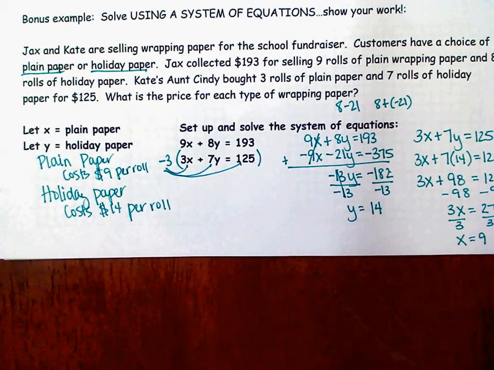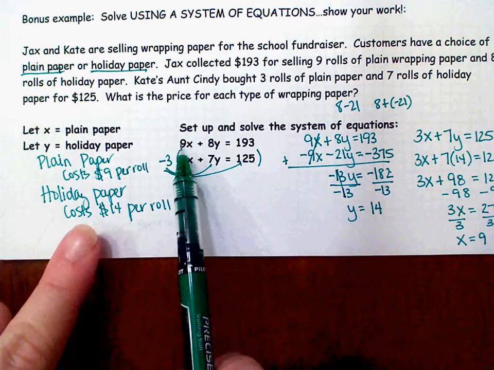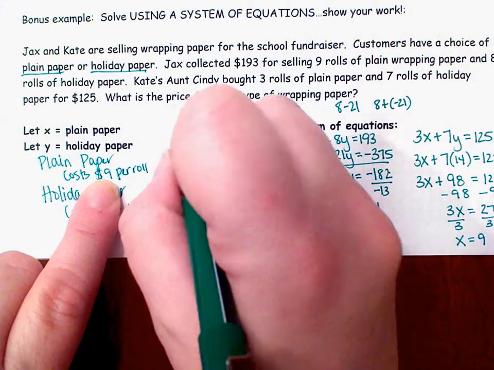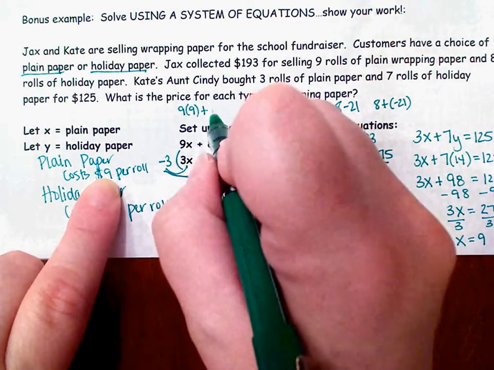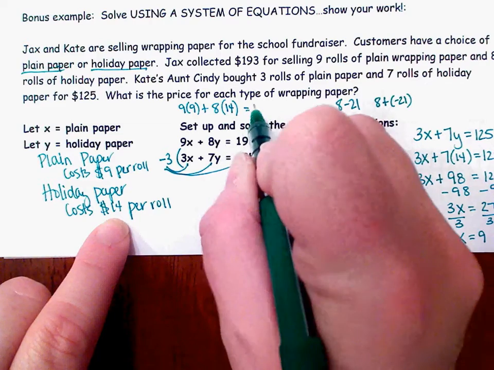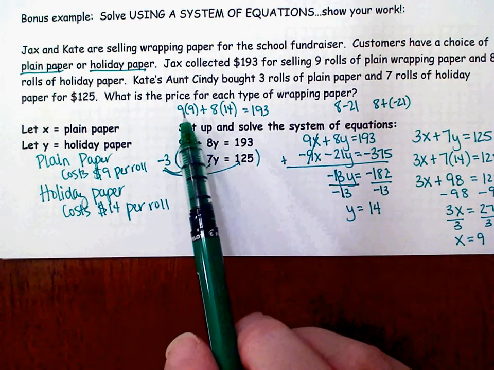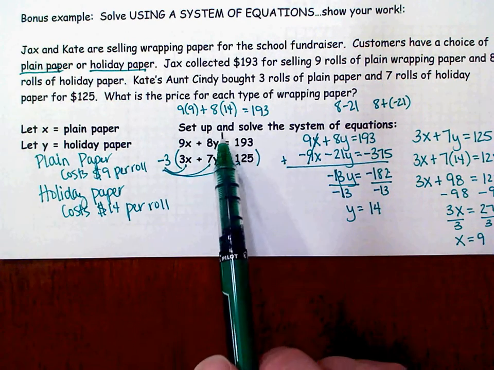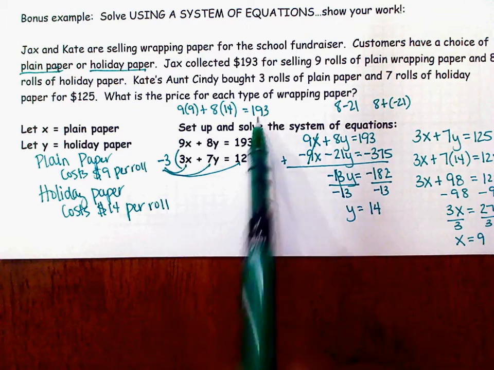Again, I can check that in the scenario that I was given. Is 9 times the number, that's plain paper, so that'd be 9 times 9, plus 8 rolls of holiday would be 8 times the cost per holiday, which is 14. Does that give me 193? Well, you can do that math. 9 times 9 is 81. 8 times 14 is 112, and 112 and 81 gives me 193.